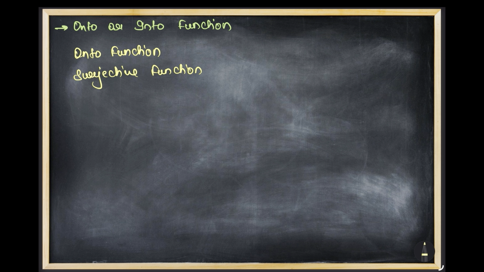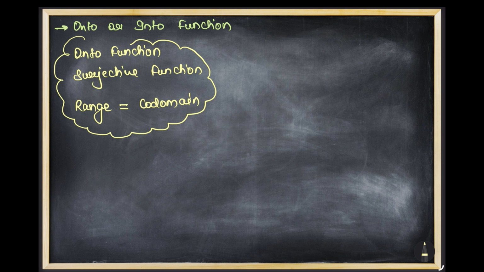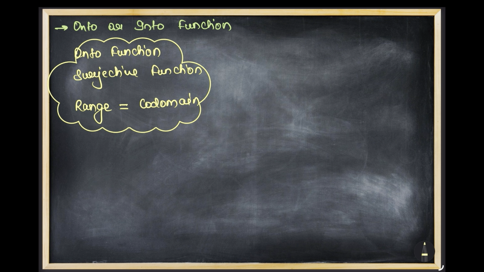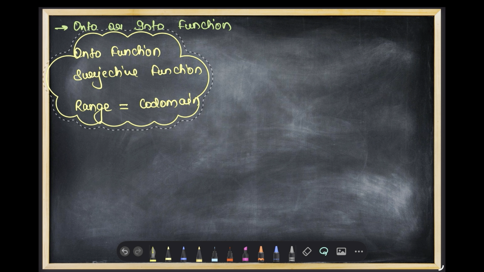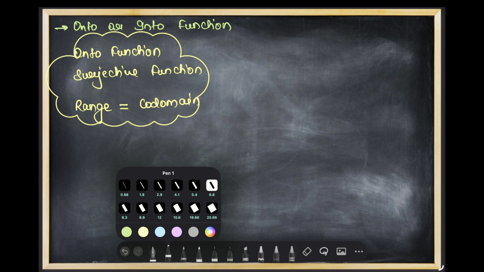So while dealing with onto and into functions, you have to find out the range. Find out the range first. If your range is equal to the codomain, then we can call it an onto function. Otherwise, it is an into function.